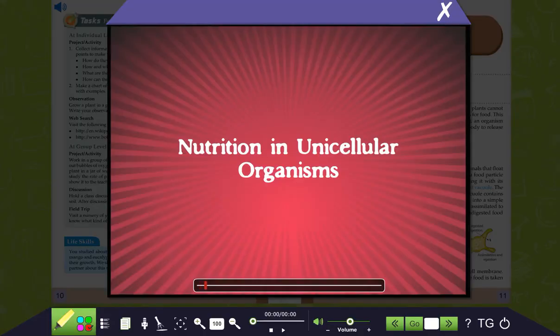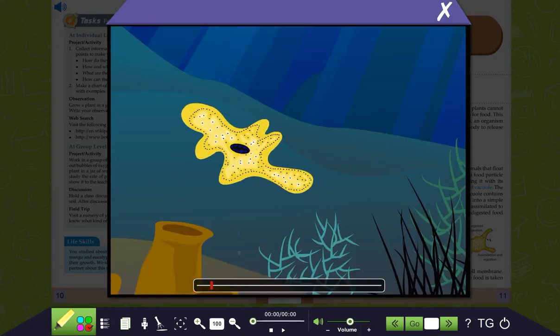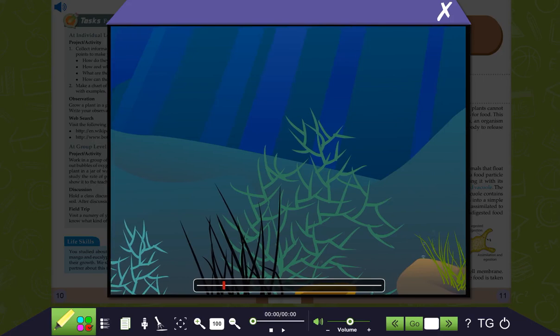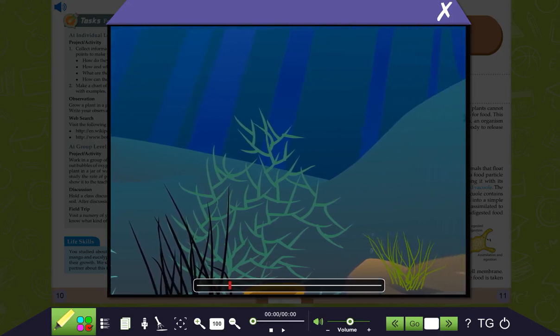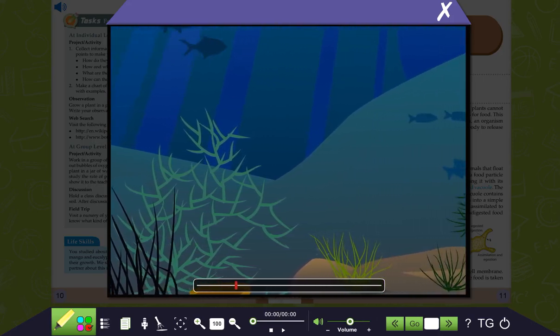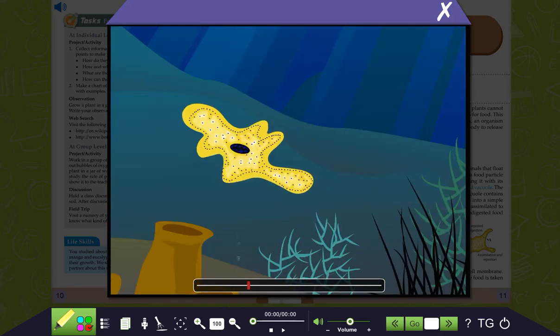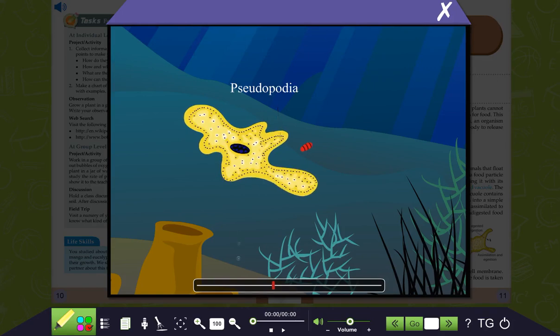Nutrition in unicellular organisms. Amoeba is a unicellular organism. It eats microscopic plants and animals that float in water. An amoeba ingests food by using its pseudopodia. When a food particle comes near an amoeba, it ingests this food particle by surrounding it with its pseudopodia.